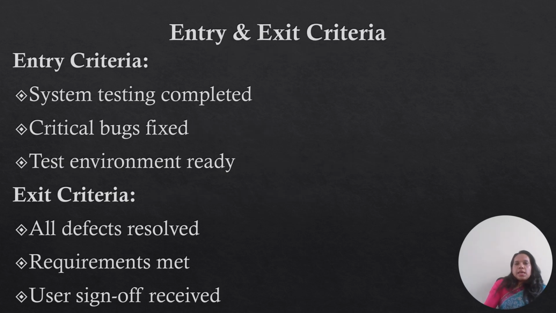Now entry and exit criteria. Entry criteria defines when UAT can start, such as completion of system testing, and exit criteria define when UAT ends, such as fixing all the defects and getting user approval. Okay, so here entry criteria: system testing completed, critical bugs fixed, test environment ready. Exit criteria: all defects resolved, requirements met, and user sign off received. So that is entry and exit criteria.